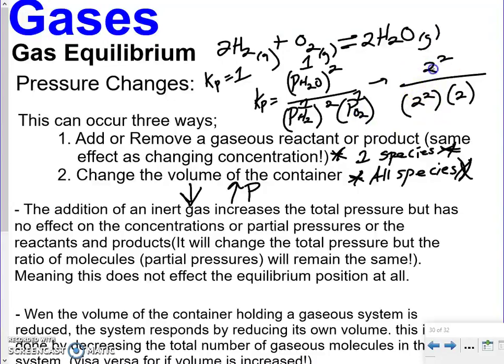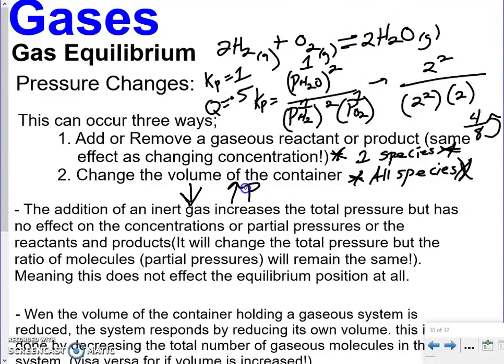So what does that give us? That gives us 4 divided by 4 times 2, so really it gives us 4 divided by 8. Well, what does that mean? That means we are no longer at 1. Technically, we're now at 0.5, and this is going to be our Q value, which means Q is too small. Our K is greater than Q. We can also see our numeric value here that our reactants are too big. So what's it going to do? It's going to shift towards products.